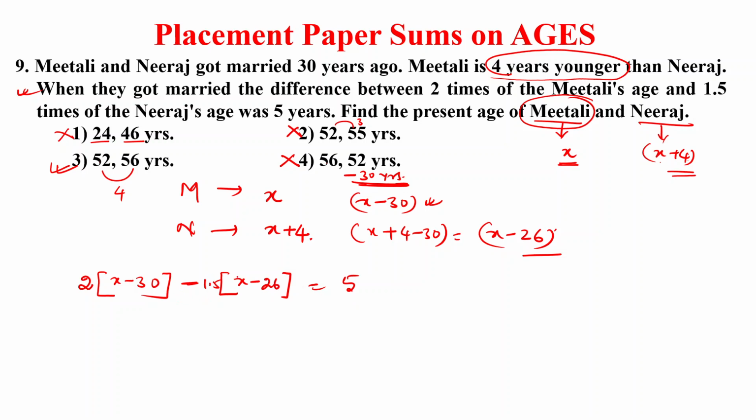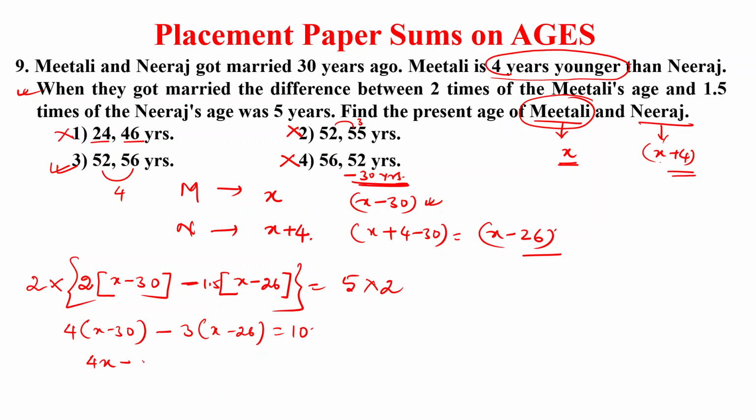Now you will tell, sir, how to do 1.5 times? No problem. On the left hand side and on the right hand side, just multiply by 2. So this becomes 4 times X minus 30, minus 1.5 into 2, which is 3, times X minus 26, is going to be 10, right? Now we can do it. So this is 4x minus 120, my dear friend, right? And this is 3x. Minus minus becomes plus, and this becomes 3 times 26. 3 times 26 is nothing but 78, my dear friend, is equal to 10.